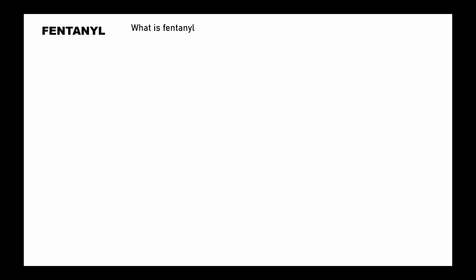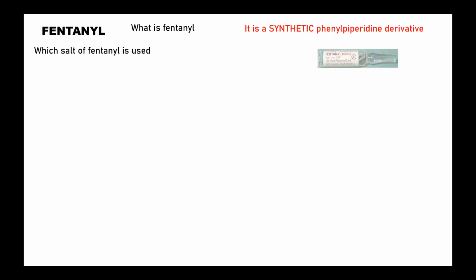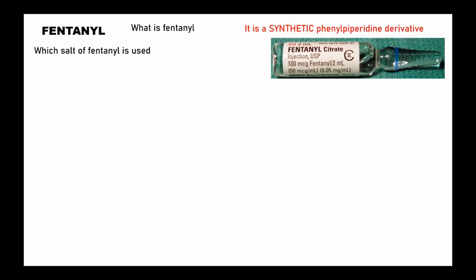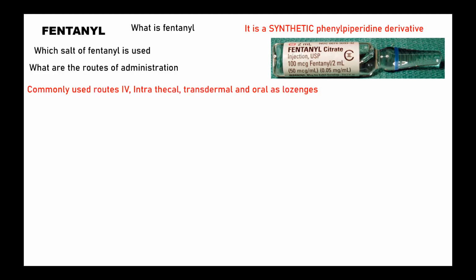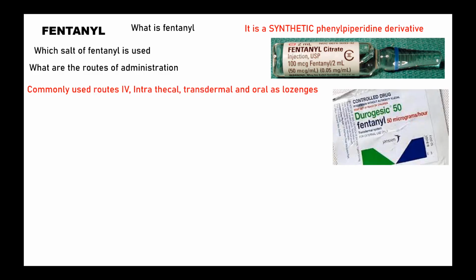Coming to fentanyl, what is fentanyl? Phenylpiperidine derivative. The synthetic phenylpiperidine derivative. Which salt of fentanyl is used? Fentanyl citrate. What are the routes of administration? IV, IM, and epidural. Intrathecal, transdermal, oral, patch. This is the transdermal Duragesic patch.